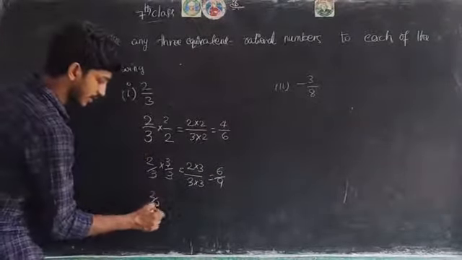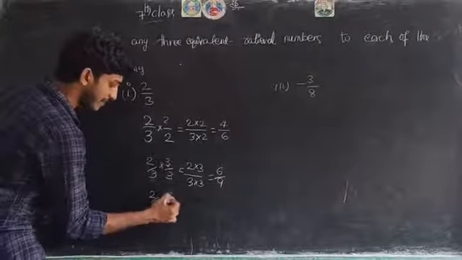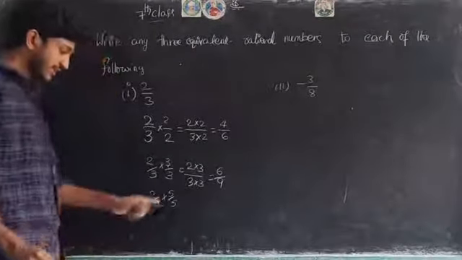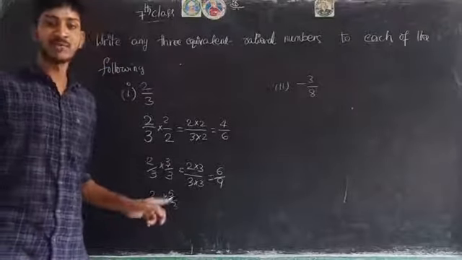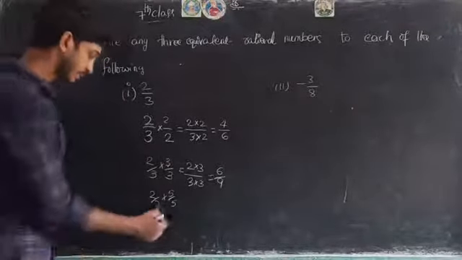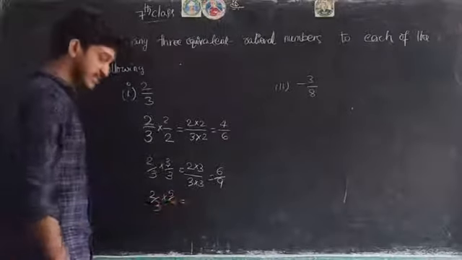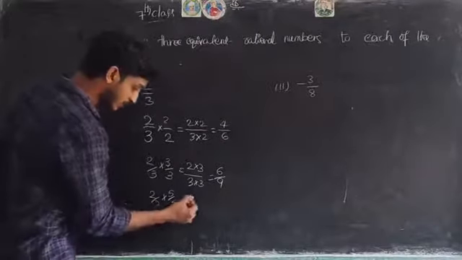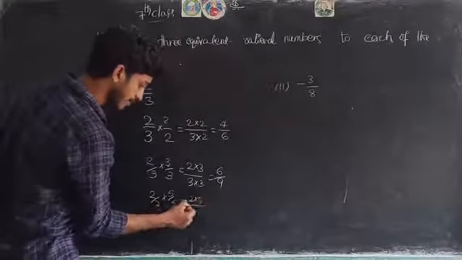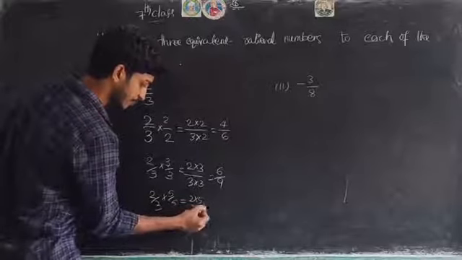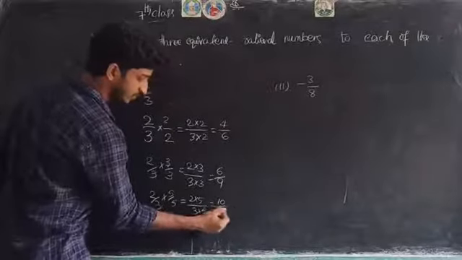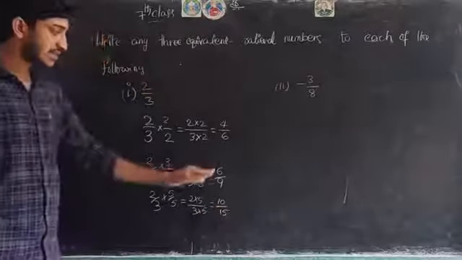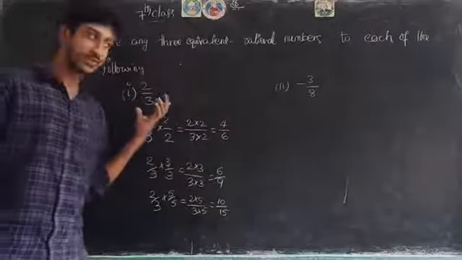I am taking 2 by 3. Now I am multiplying with 5 by 5. We can take any number here, but the numerator and the denominator must be the same, must be equal. Then we get the equivalent rational number for the given one. So 2 into 5 divided by 3 into 5. 2 into 5 is equal to 10 and 3 into 5 is equal to 15. So these are the three equivalent rational numbers for 2 by 3.